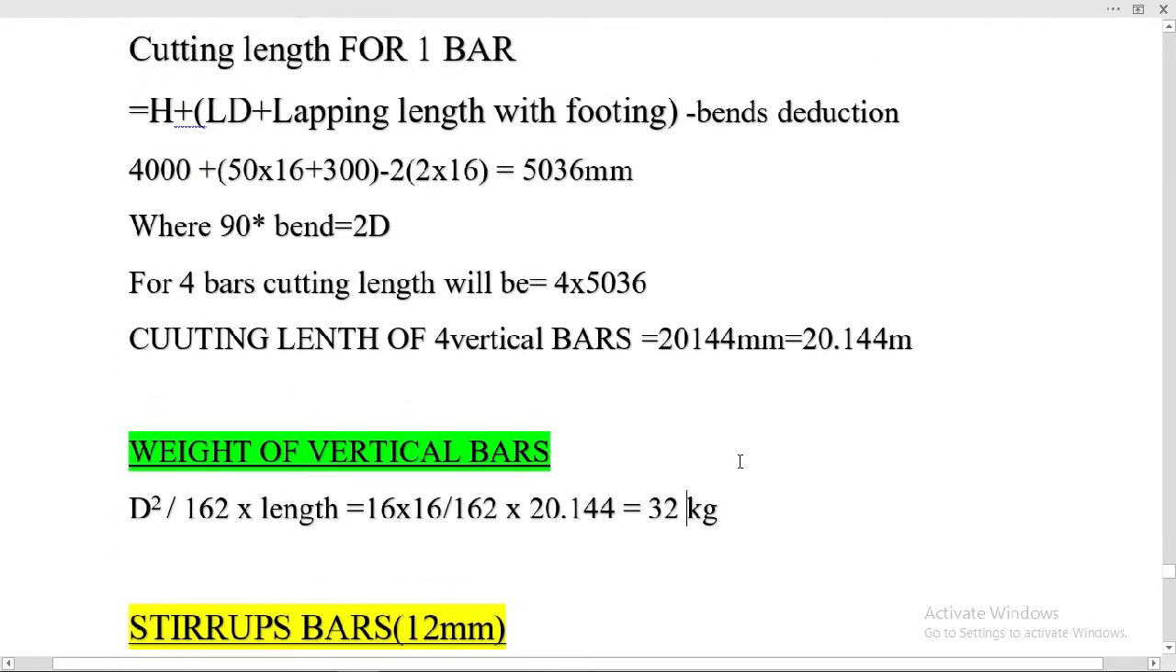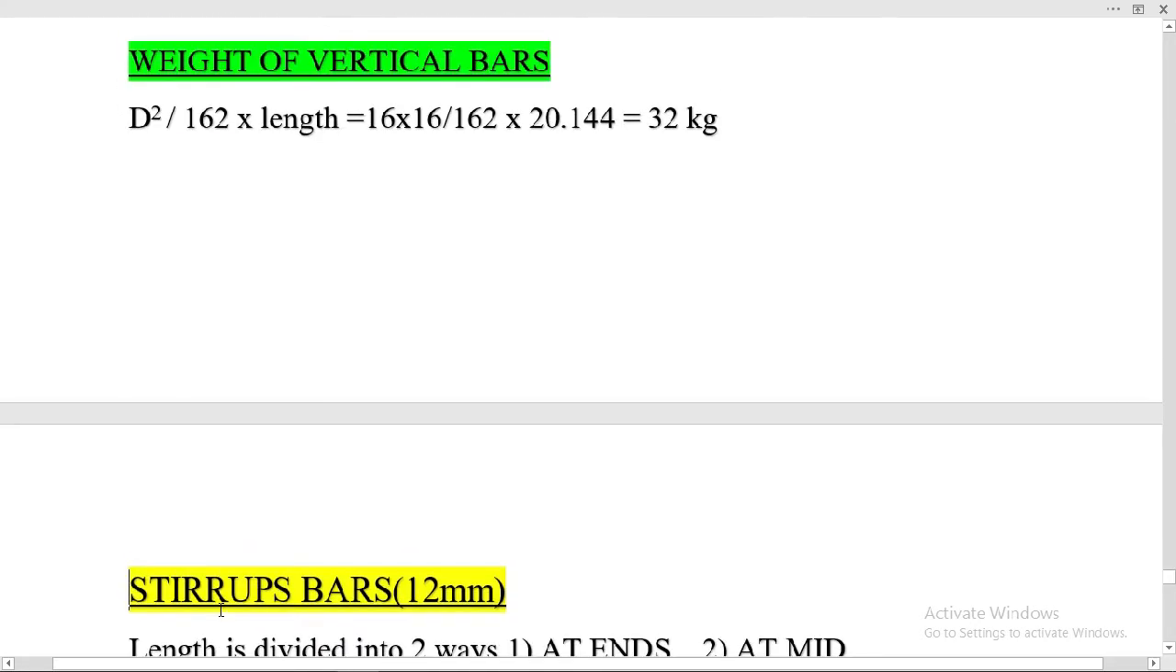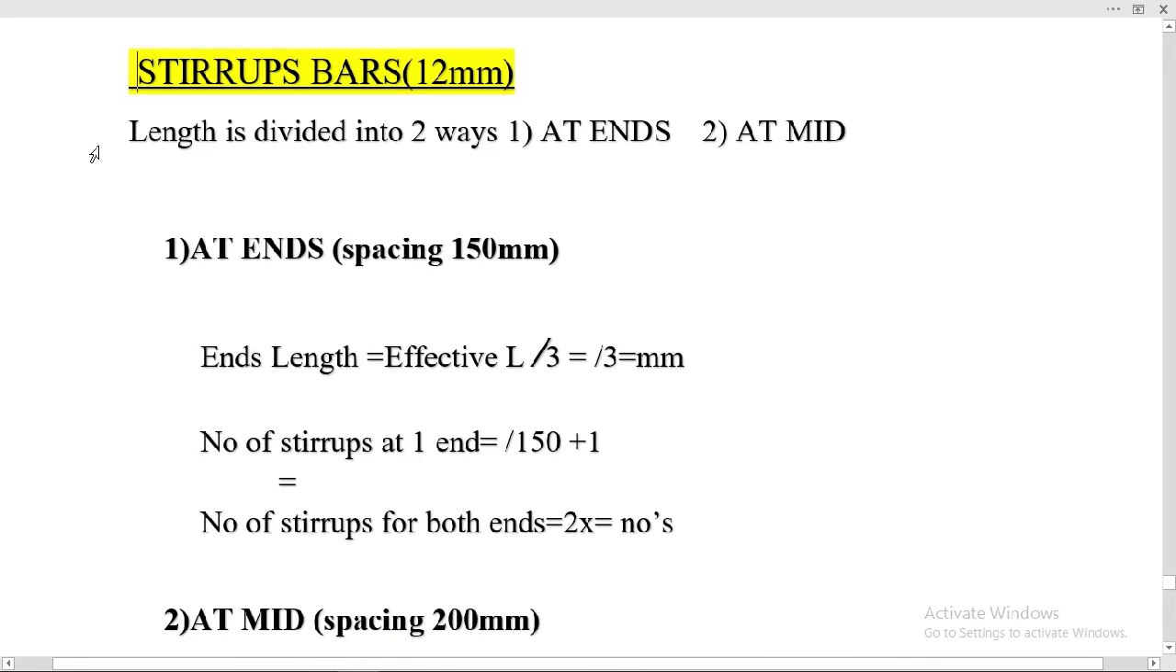Now let's move to the stirrups. We divide the stirrups length into two parts: at the ends, we have two ends of the column, and at the mid span, because we have different spacing. The stirrup spacing at the ends is 150 millimeter, and the stirrup spacing at the mid span of the column is 200 millimeter. So that's why we divide it into two parts.